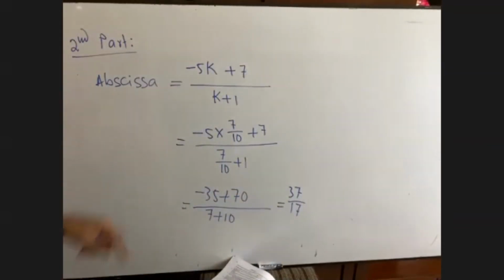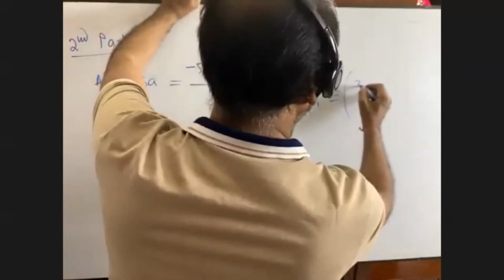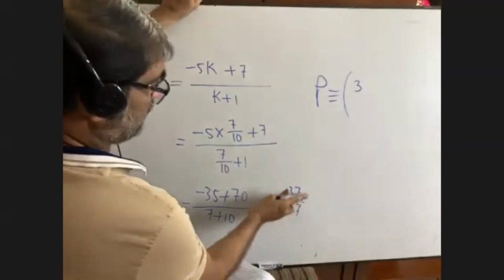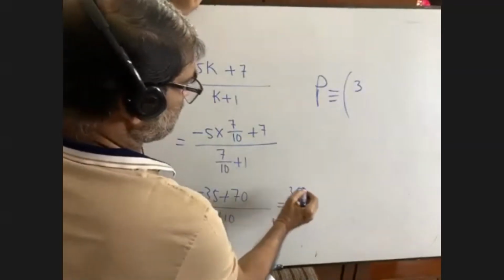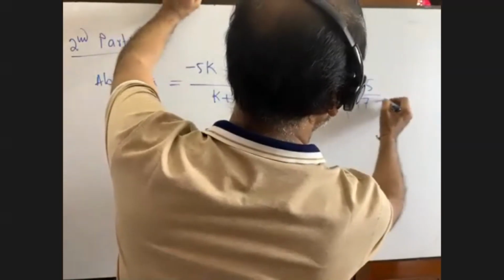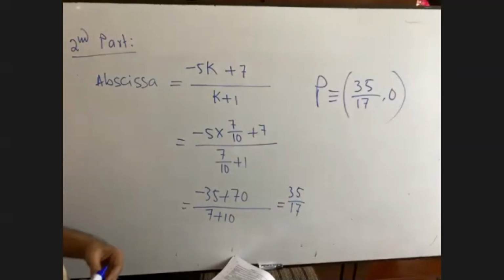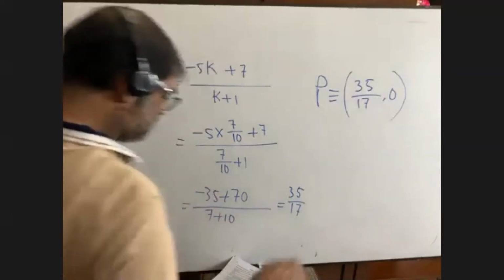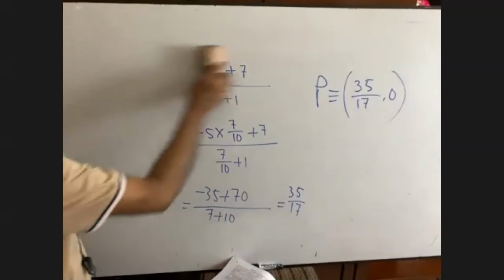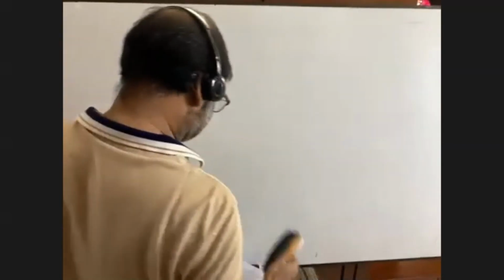But if it is told to find the point P, we can write down, oh, I'm sorry, it is 35. So P is equal to 35 by 17, comma 0, because ordinate is 0, as it lies on the x-axis, right? Okay, question number 6.2. Have you got it? Yes, sir. Write down this type of math.